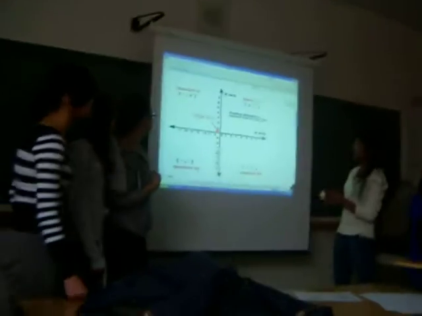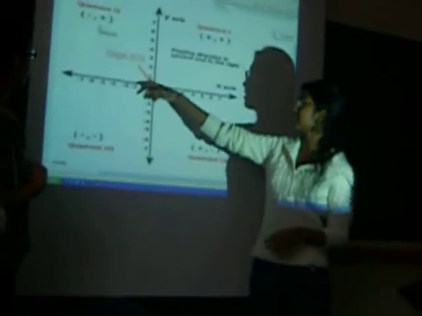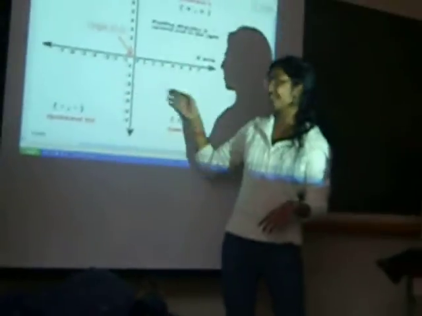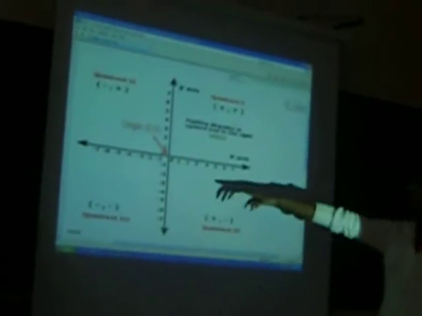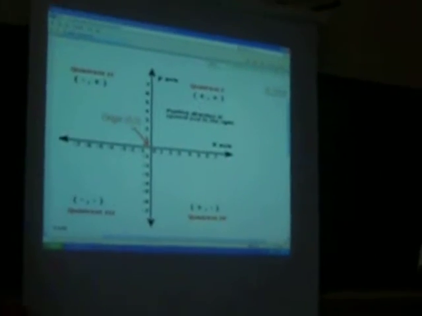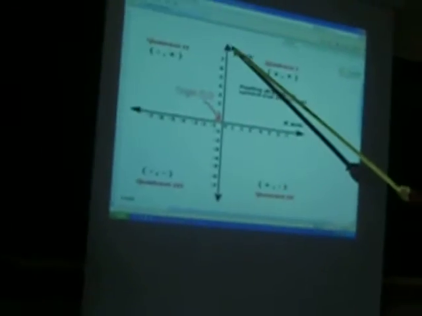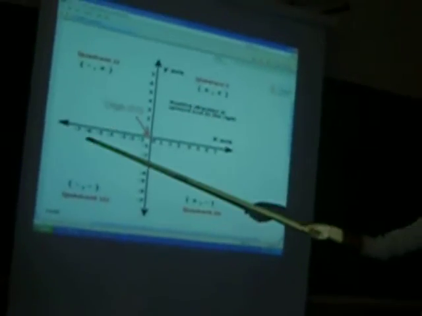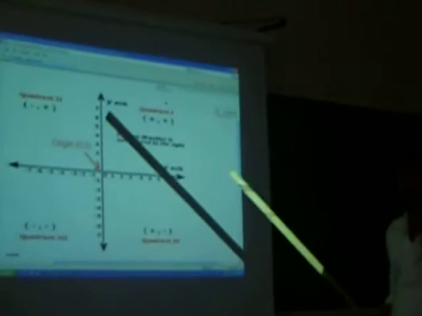Okay, so there are 4 quadrants of a Cartesian plane. The first one is always here, second one here, third, fourth, and the middle is the origin. It's always 0, 0. The vertical number line is called the y-axis, and the horizontal is called the x-axis.